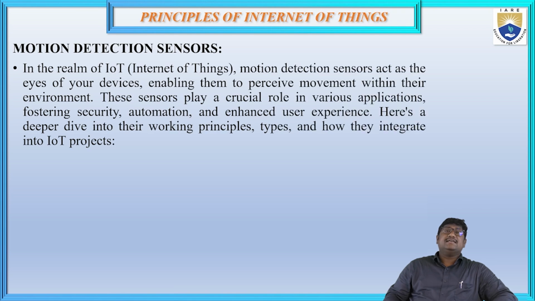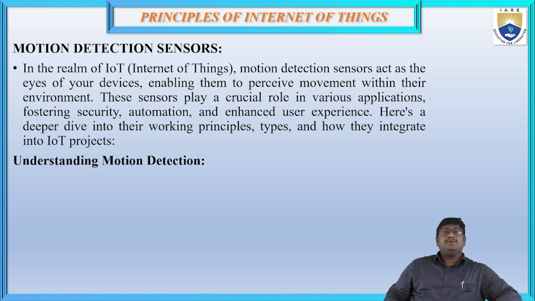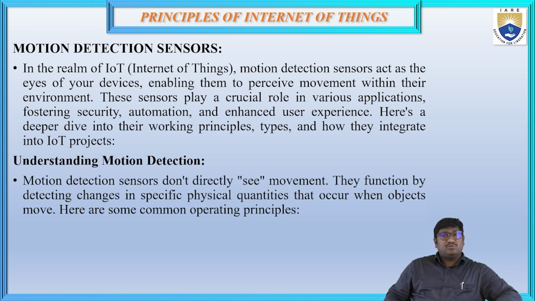And motion detection sensors. These motion detection sensors are going to act as eyes for your devices, which enables the precise movement detection within the environments. These sensors are going to play a crucial role in various applications such as security, automation, and also to improve your user experience. For the working principles, you need to understand what kind of motion we have to see in that particular movement. Then only the function is going to detect the changes whenever functional quantities are there.